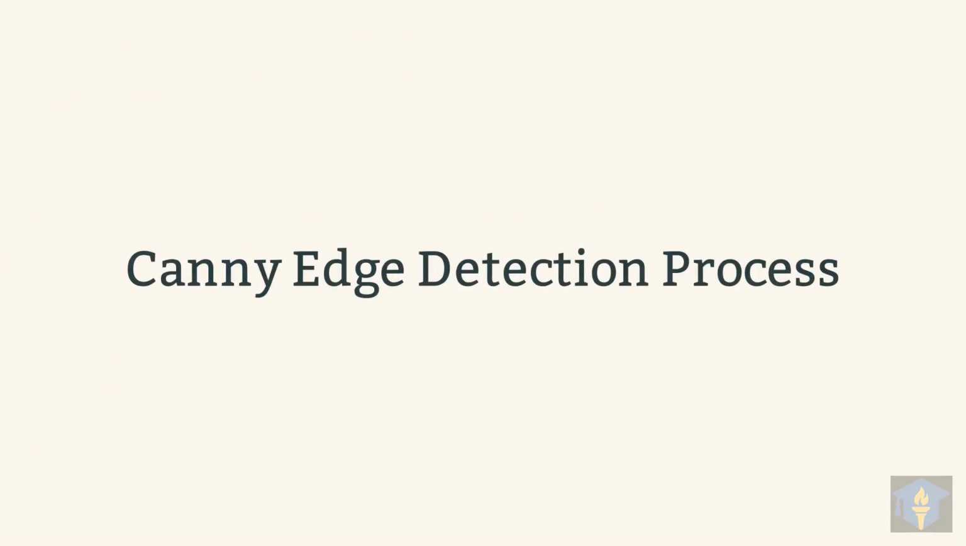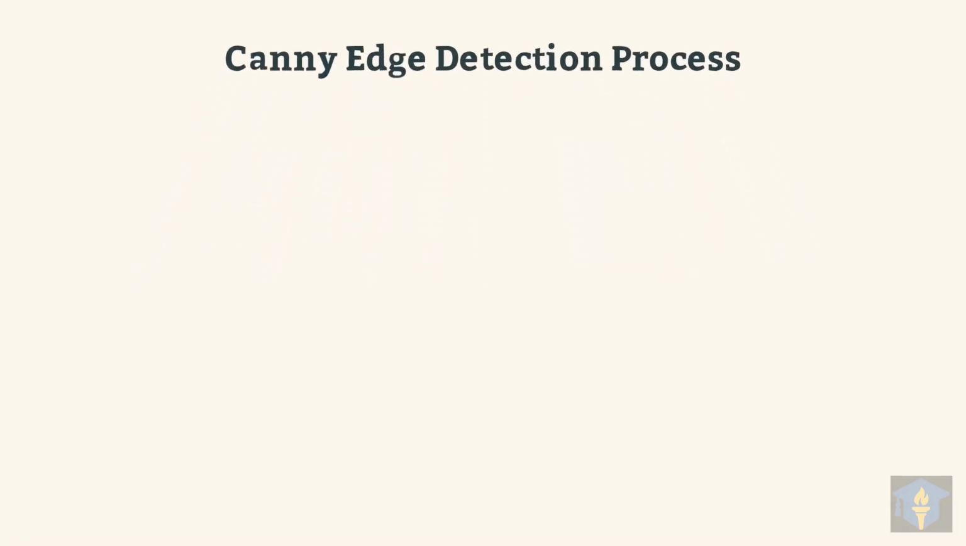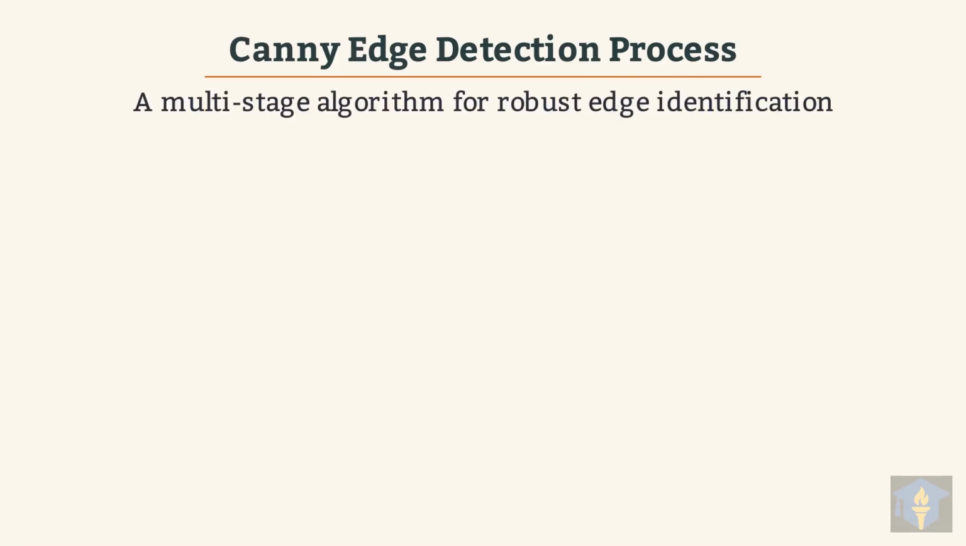Now, let's dive into the Canny edge detection process, a widely used and robust algorithm. It's a multi-stage algorithm specifically designed for highly robust and accurate edge identification in images.